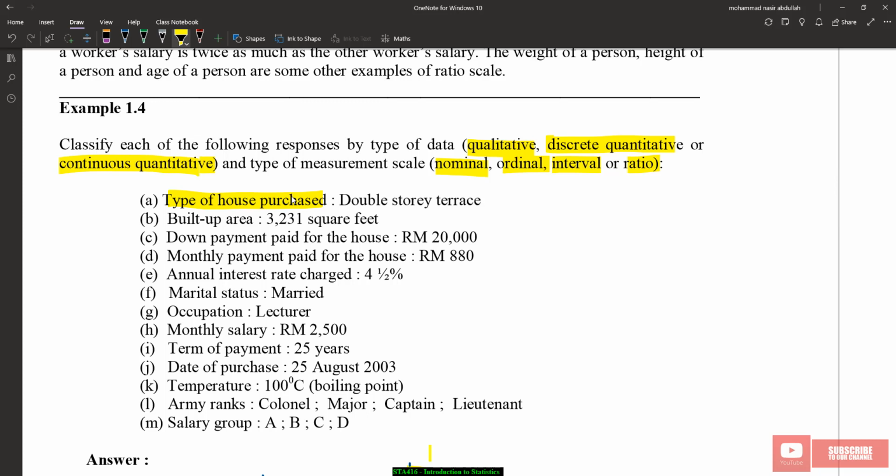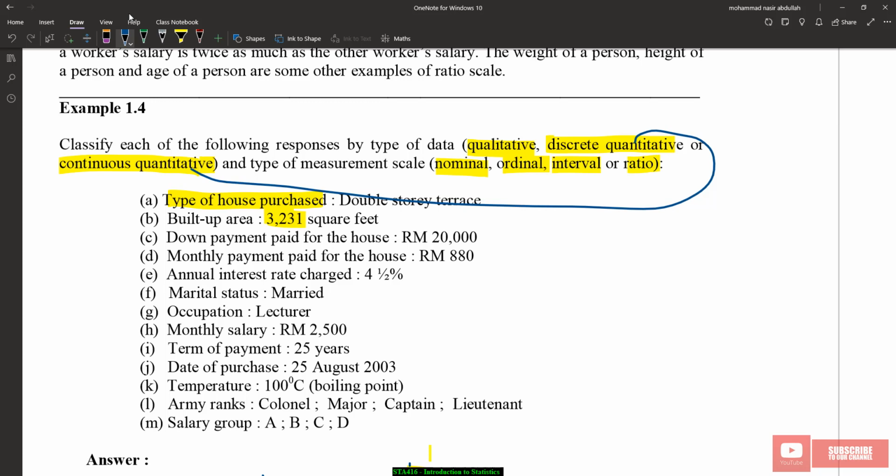So this one what type of data? Qualitative. So what type of qualitative? Measurement scale dia apa? Nominal. It cannot be ranked, right? And build up area 3,231 square feet. So dia bagi number dekat sini kan. So what is, we already know that is a quantitative, right? Whether discrete quantitative or continuous quantitative.